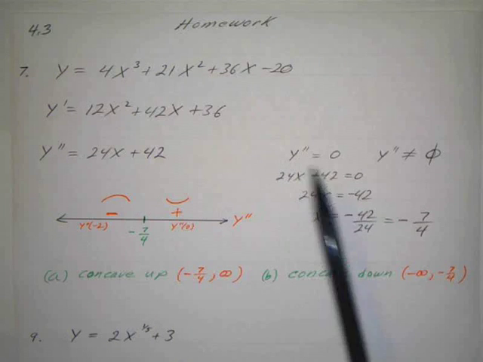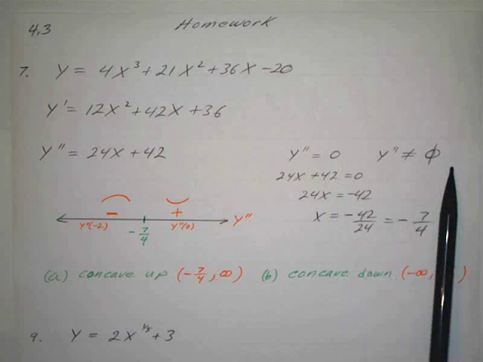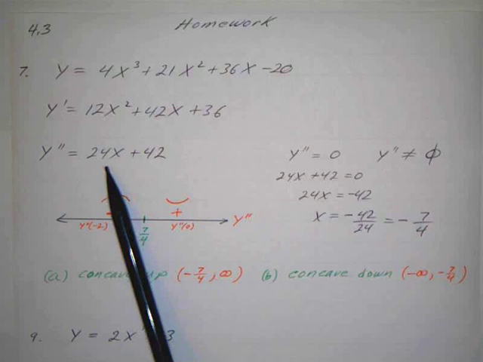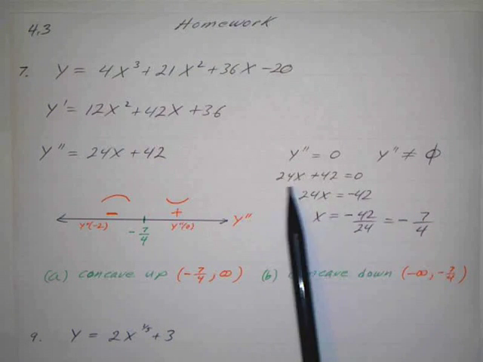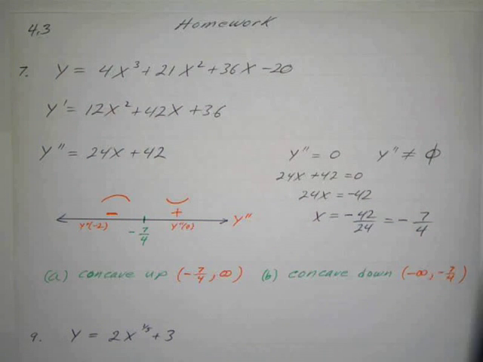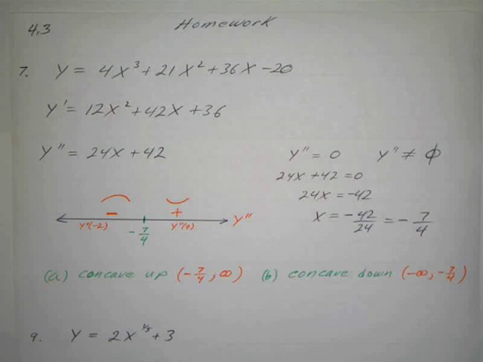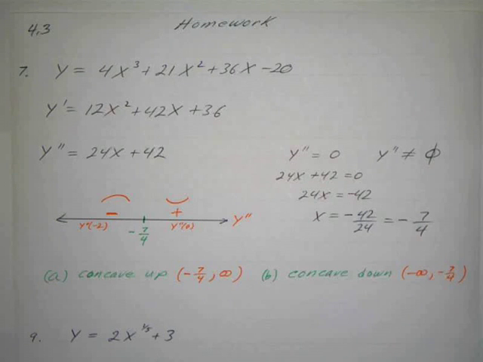And we have to check for our critical values, and that's going to be when the second derivative is either equal to 0 or undefined. Well, it's not undefined, it's just a polynomial, that's just a straight line. But it's equal to 0. If we solve for x, we subtract 42 from both sides, divide by 24, reduce it by 6. 6 goes in there 4 times, so you have negative 7/4. So that's going to be the critical number. We don't really need the y value because we're not trying to find a point yet. We're just trying to find the interval.